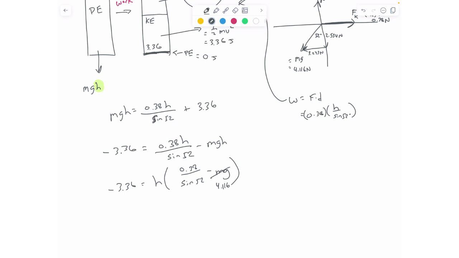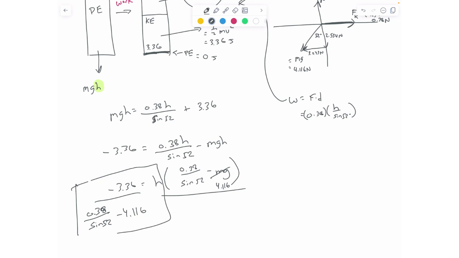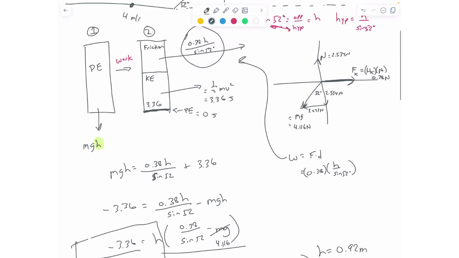And now what I can do is just divide that out. So that goes away over this. So that's 0.38 over sine 52 minus 4.116. So it's this equal to h. And if you do that math, then you'll get h is equal to 0.92 meters. Okay? And so that's basically it.